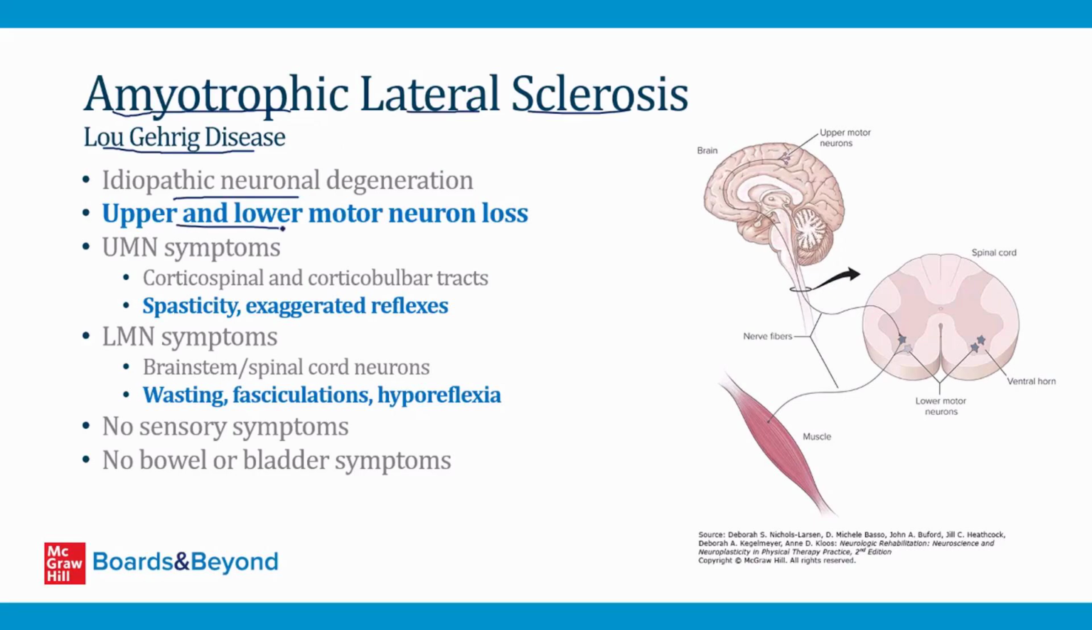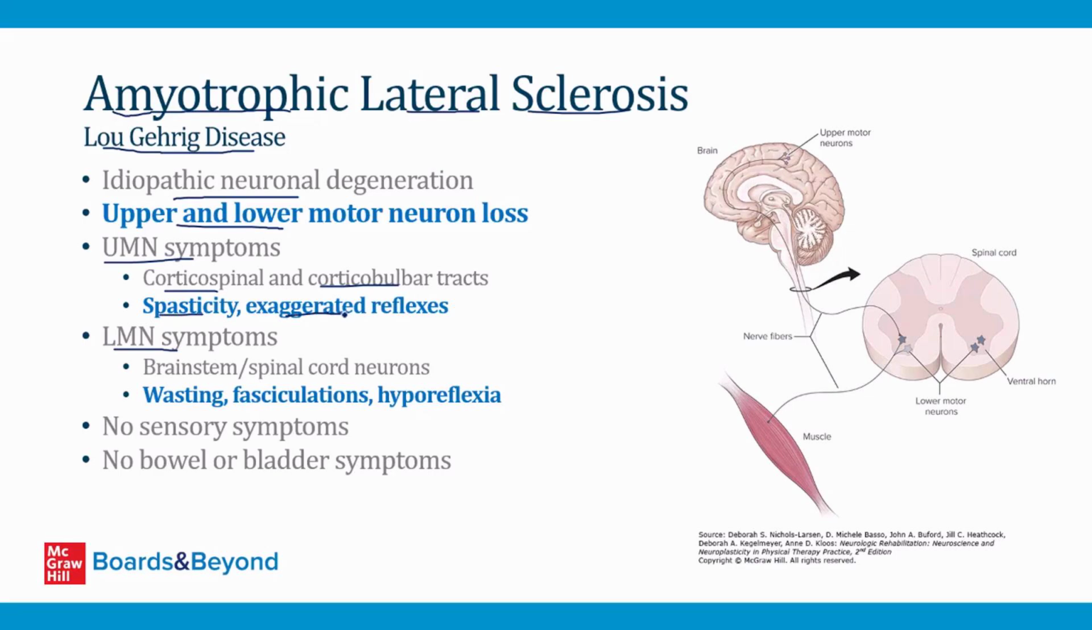So in ALS, what happens is there's idiopathic degeneration of neurons, and as a result, upper and lower motor neurons are damaged and lost. This means that the clinical features involve both upper motor neuron symptoms and lower motor neuron symptoms. The upper motor neuron symptoms come from involvement of the corticospinal tract and the corticobulbar tract. These tracts provide motor innervation to the muscles of the head and neck and also the arms and legs. So patients can present with all the upper motor neuron features that I talk about in other videos, things like muscle spasticity and exaggerated reflexes.